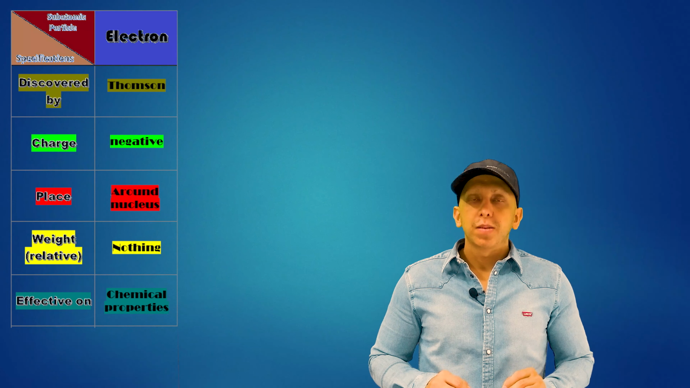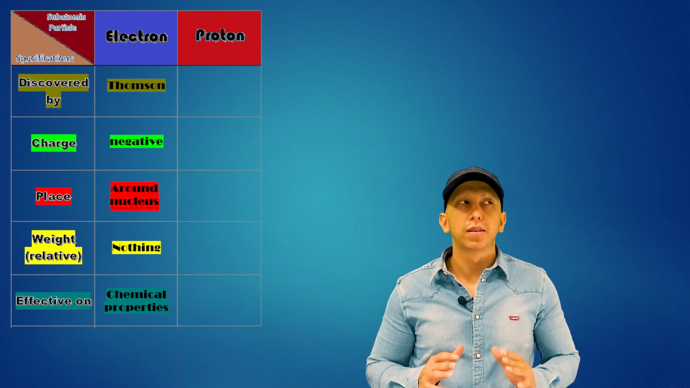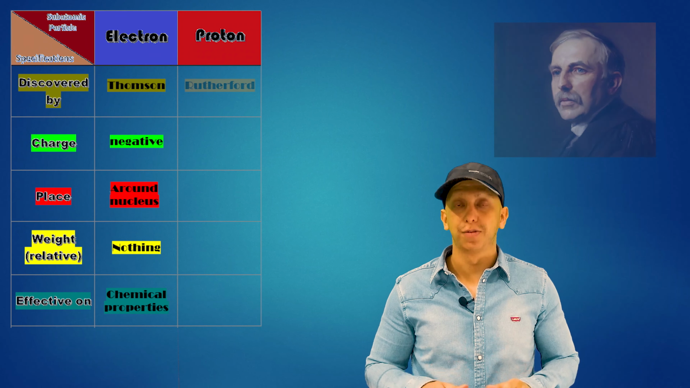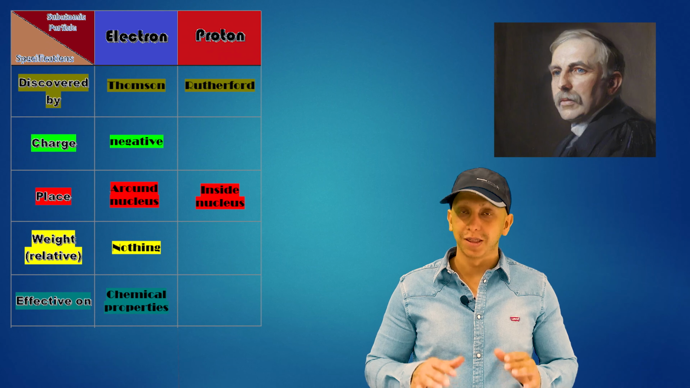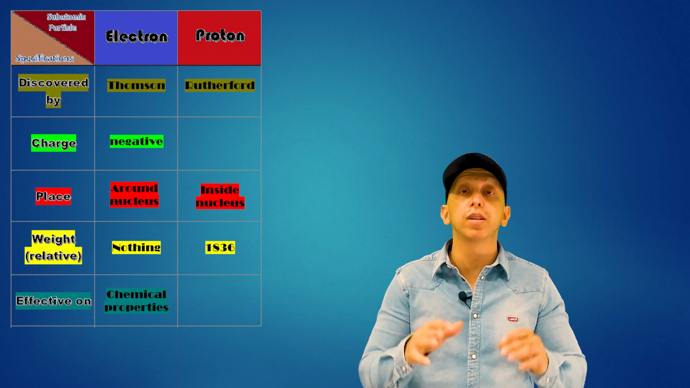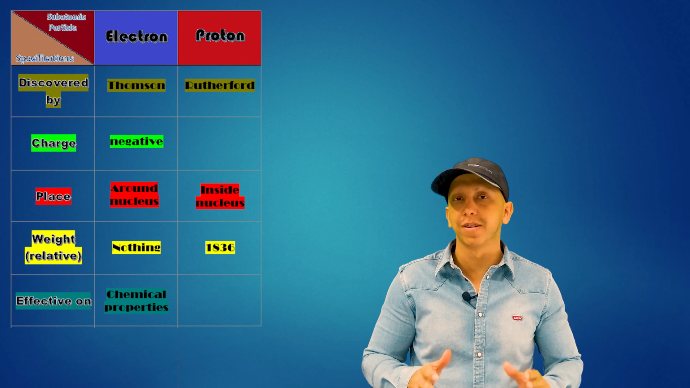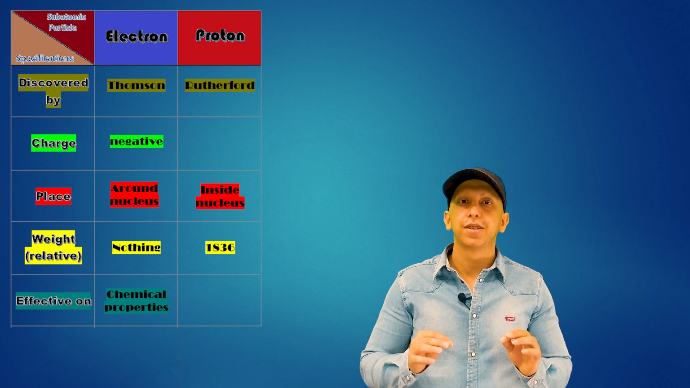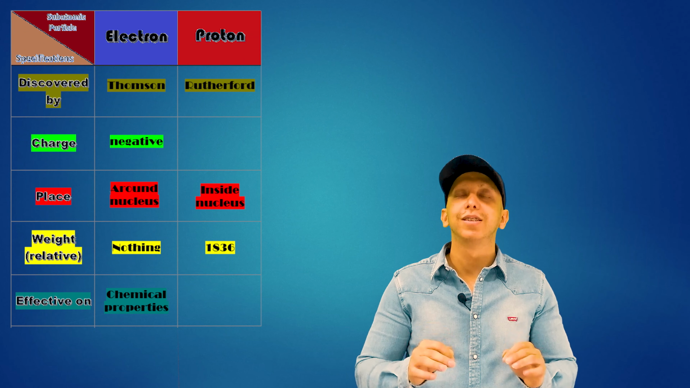The next subatomic particle, discovered by Rutherford, is the proton. It is in the nucleus. The weight of a proton is 1836 times more than an electron, so it is much heavier than an electron, and its charge is positive, and it is effective in atomic number.